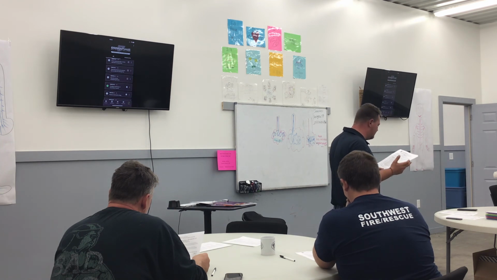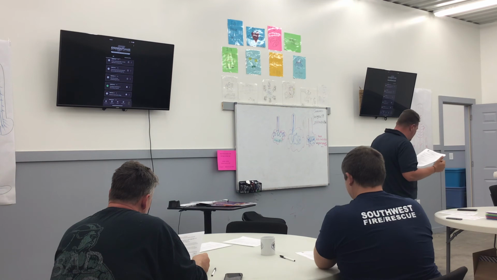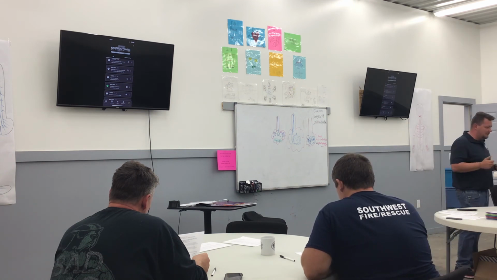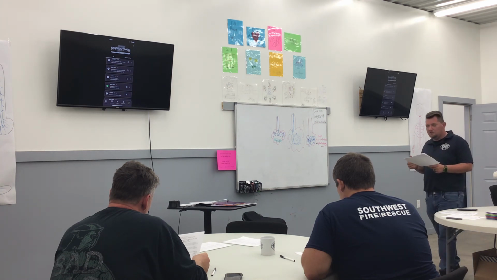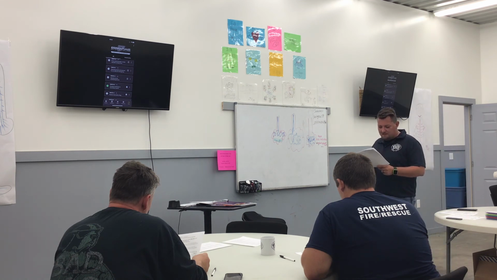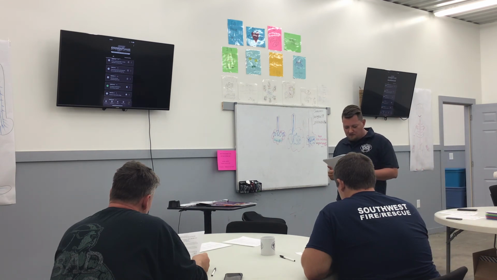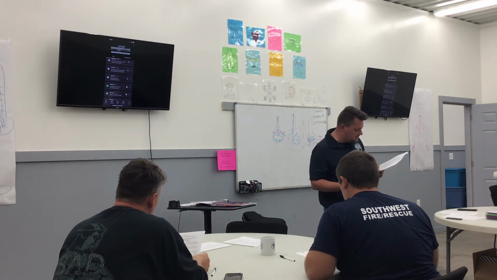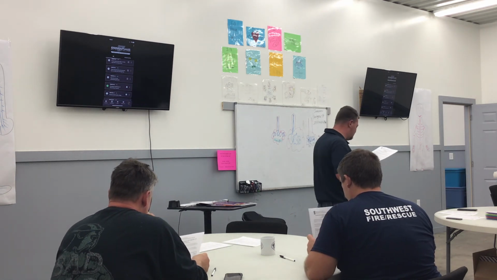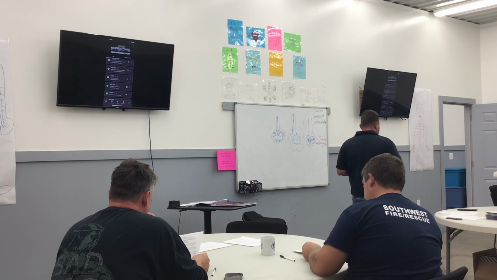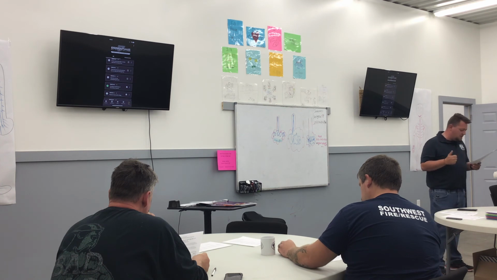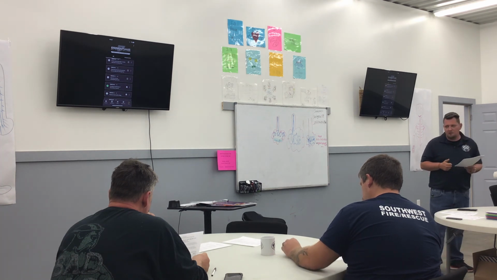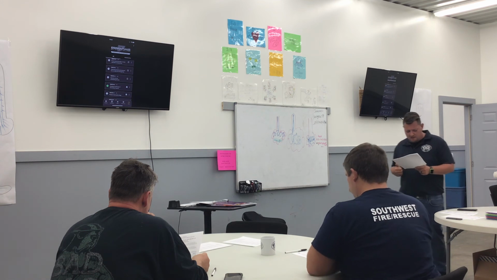Search the structure using the selected search pattern. You're going to call out for potential victims and stop periodically to listen for sounds. Completely search the room and control any doors while the search is conducted. You're going to update IC on progress. You're going to mark all rooms that have been searched, and monitor your air supply, ensuring adequate air is available for self-rescue. Locate victims and remove them from the structure using the appropriate carry or drag, and then update IC.